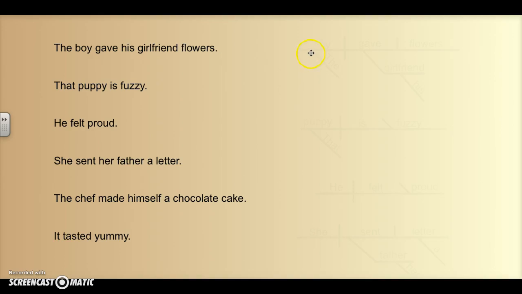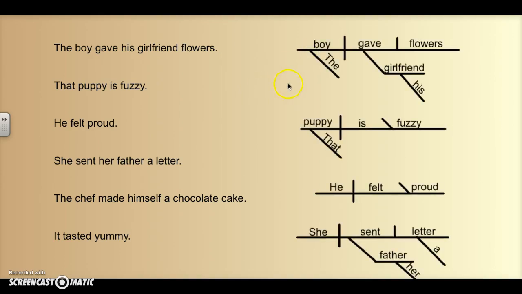Okay, you should be done diagramming by now. Here are your answers. The boy gave flowers. Flowers is a direct object. He's giving them to his girlfriend. The, again capitalized, is an article modifying boy. His is a personal pronoun modifying girlfriend. That puppy is fuzzy. Puppy equals fuzzy. This is a predicate adjective or subject complement, whichever you prefer. That, capitalized, is modifying puppy. He felt proud. He equals proud, so linking verb.